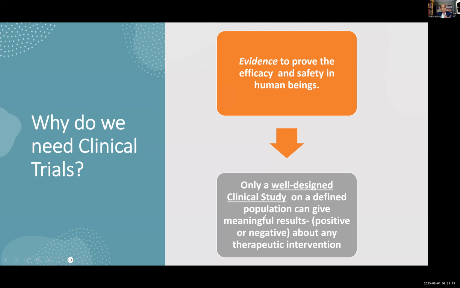So that means a defined population. A population means what? A set of individuals who have a common characteristic. A human population, all are humans. A female population, all are female, something like that. So that is the population. A well-designed clinical study, that means well-designed. What type of design, what type of study? Is it a crossover study, a parallel study, a randomized study, an open study?